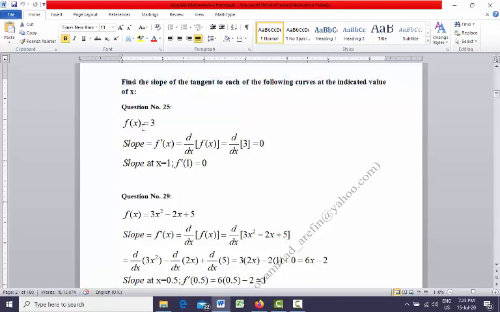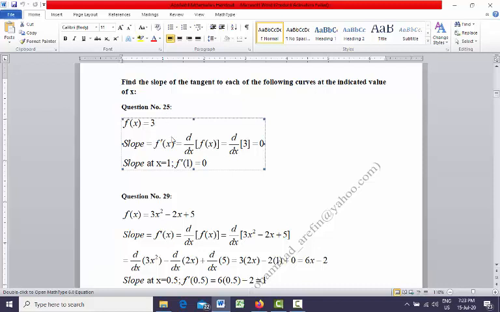Always remember, a function represents a curve. The curve can have any shape. It can be a circle, a straight line, a parabola, or a hyperbola. But always remember, a curve can be represented by a function, and a function represents a curve.